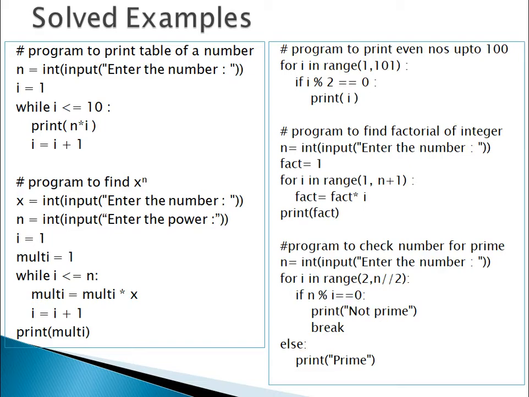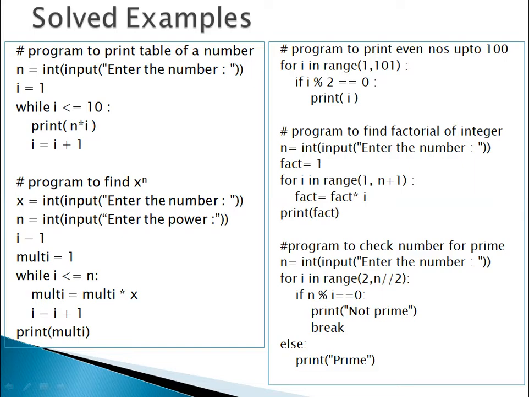The first example is to print even numbers up to 100. That means 1 to 100. Now you must remember the range function. That generates a sequence, and you know that for works on a sequence: for variable name in a sequence. This range function generates a sequence.